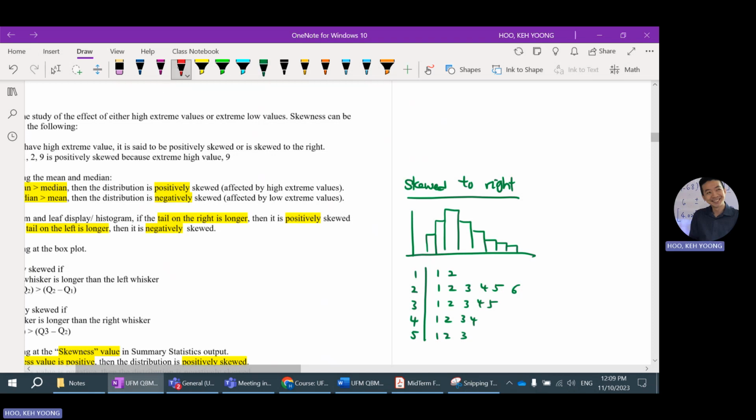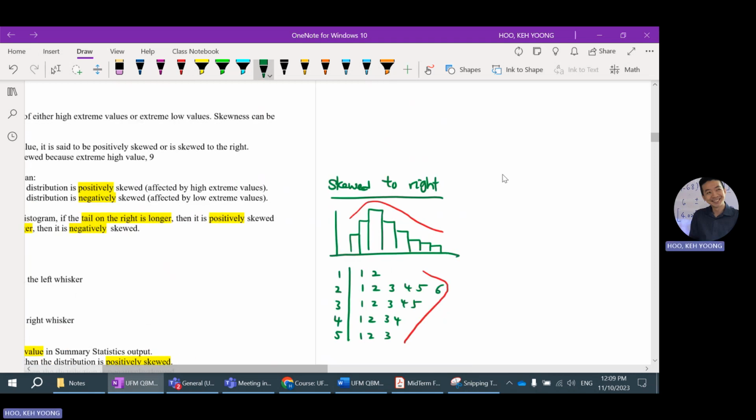Okay, you will have shapes like this. This is skewed to the right. If you have done your question B, you track and see if it's skewed to the right. Skew to the right means positively skewed. They mean the same thing, positively skewed.